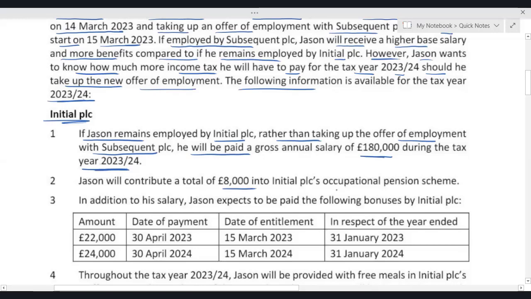Jason will contribute 8,000 into Initial PLC's occupational pension scheme. Please listen. When an employee contributes to an occupational pension plan, such a contribution reduces the employment income for that employee. Another point: if the employer is contributing to an occupational pension plan for the employees, such contribution is exempt. But over here, Jason will be contributing, so this 8,000 will be deducted logically from this 180,000.